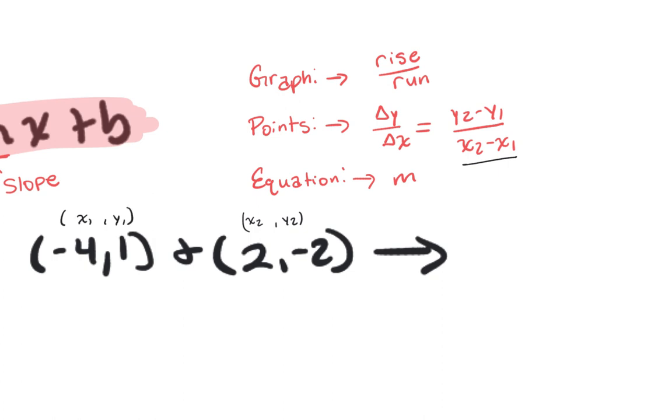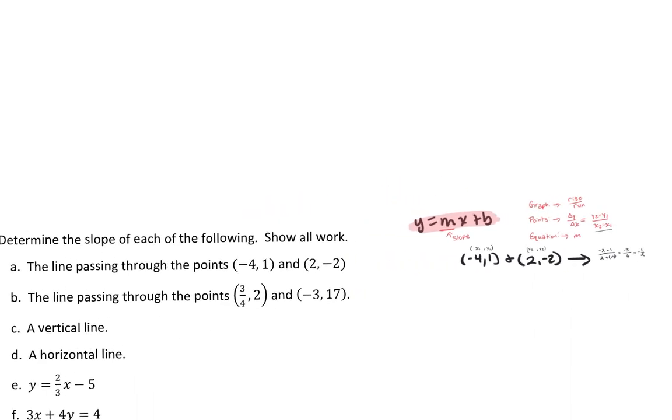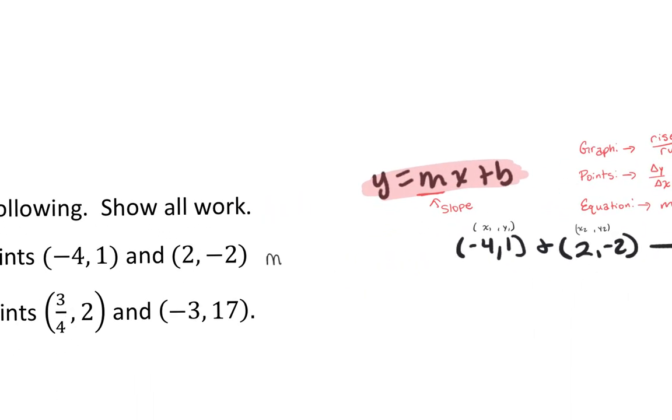y1. So if we do y2, that's -2, minus our y1, which is 1, all over our x2, minus our -4. That'll give us -3 on top, and a +6 on the bottom, which reduces down to -1/2. So our slope for this first one is m equals -1/2. All right, and this next one is similar.